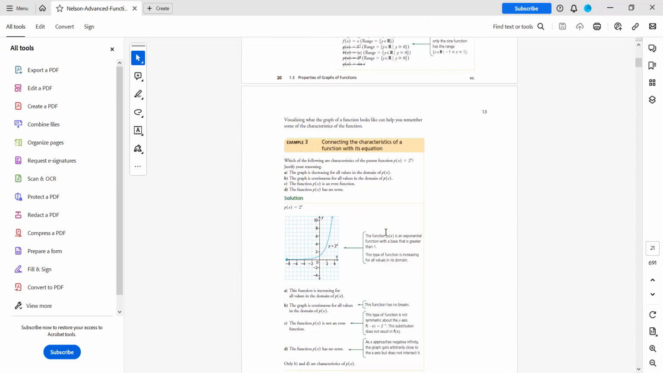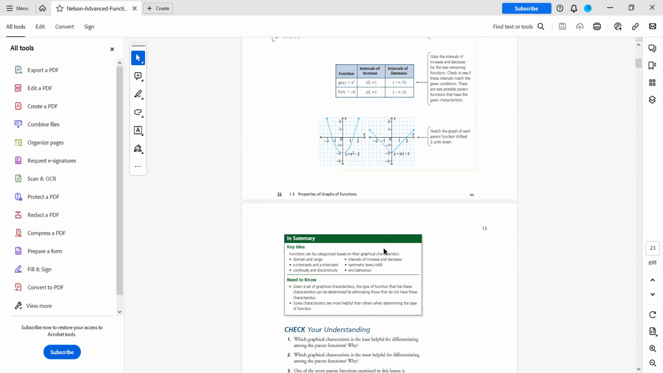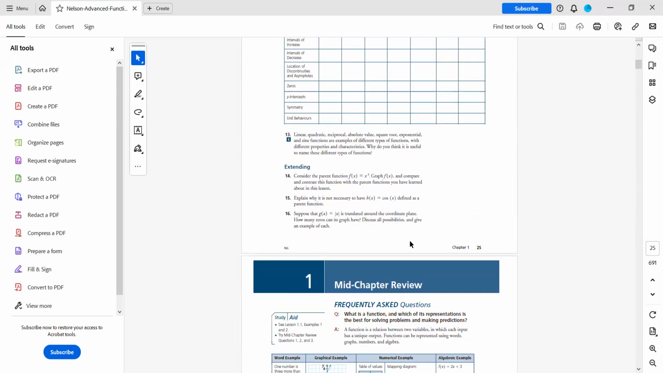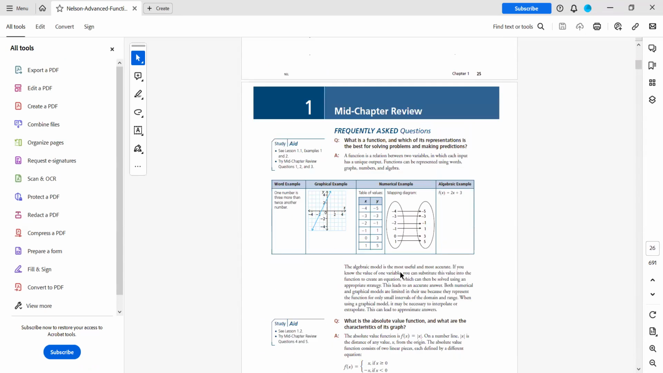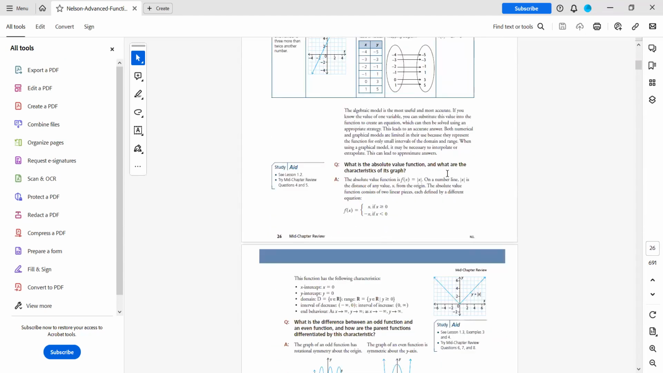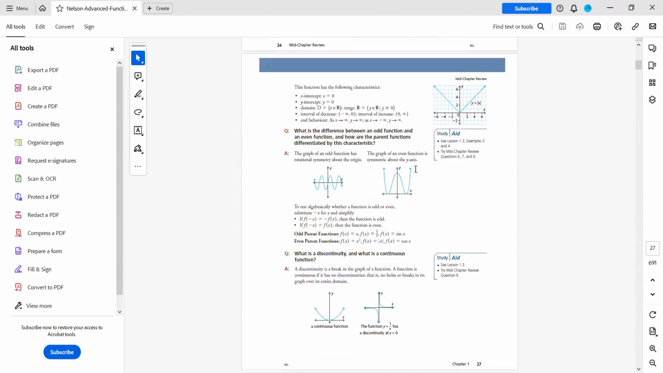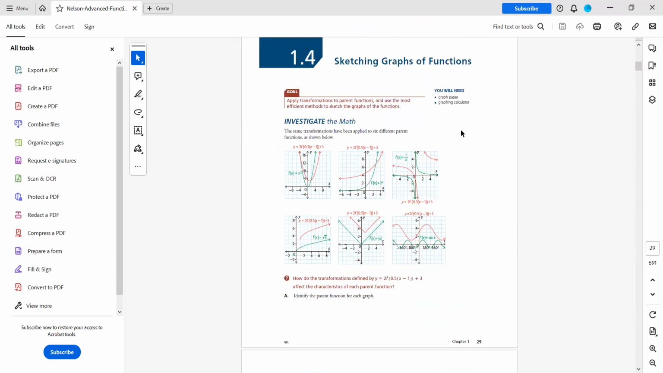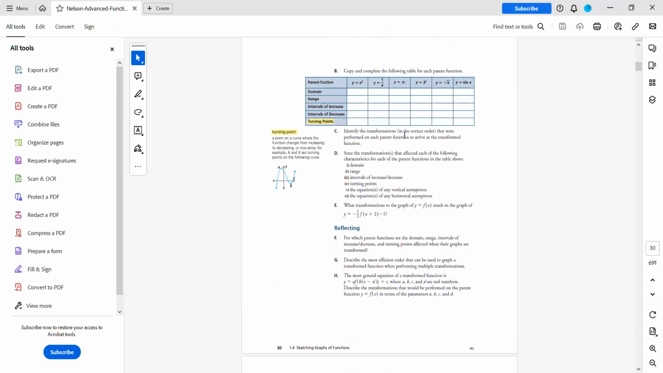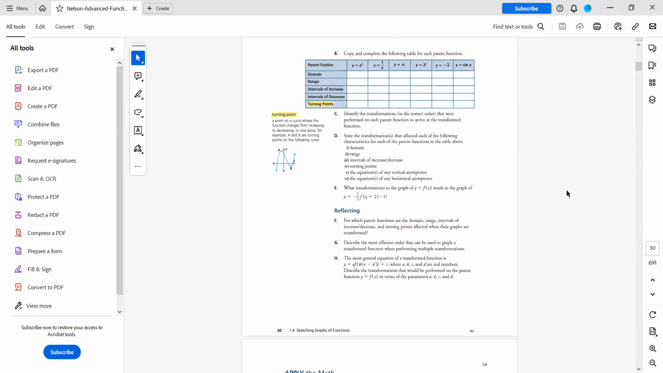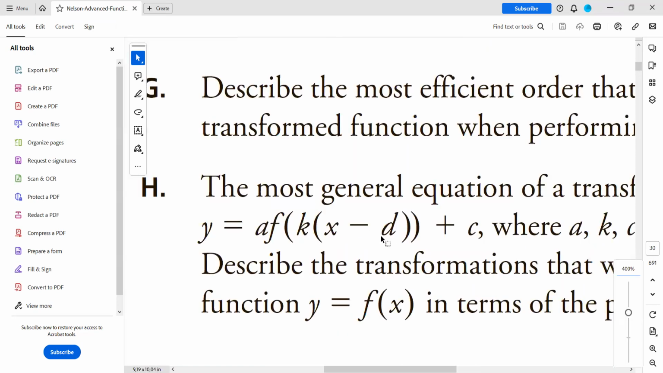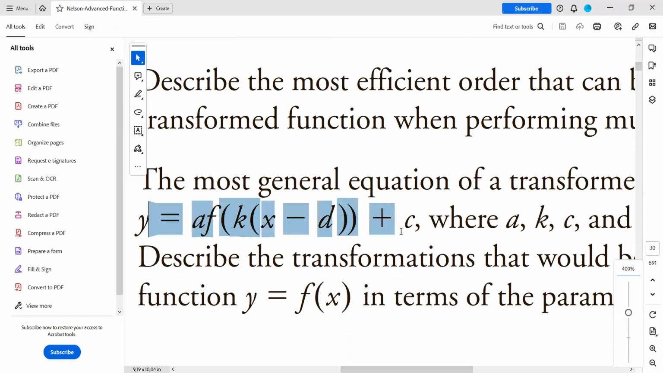We also covered one important formula. You should have learned it in grade 11. This formula gives you the general form for writing down a function. Let me find it real quick. Here it is. This is the general equation for a function.